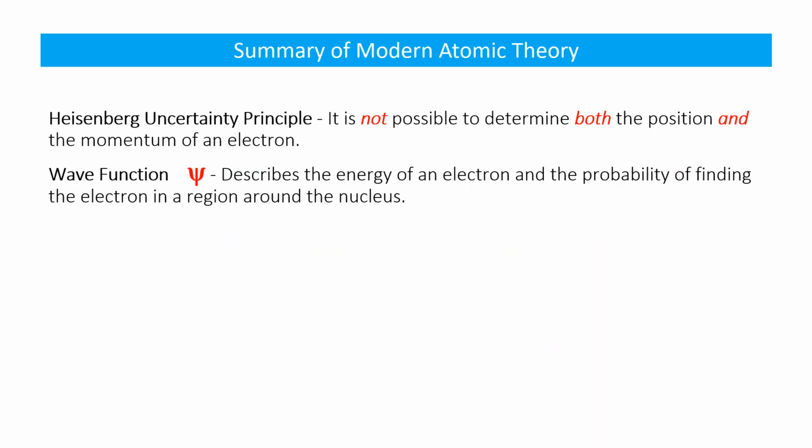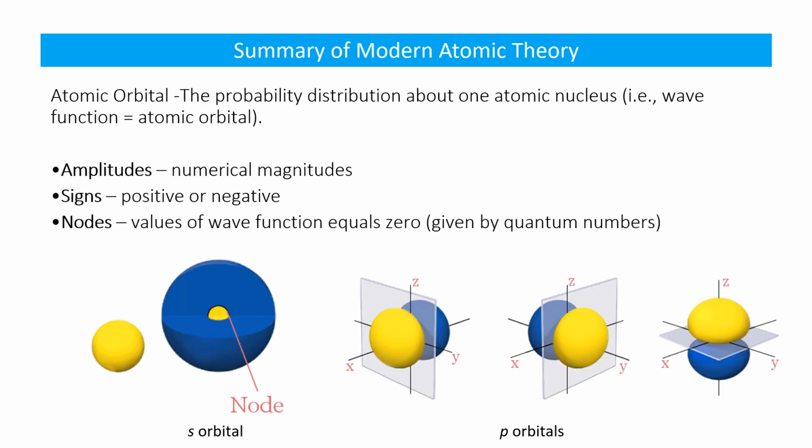We need to know exactly the movement of electrons. But according to Heisenberg's uncertainty principle, it is not possible to determine both the position and the momentum of an electron. And so Schrödinger came along with the wave function, and he gave a description of the energy of an electron within the field of the nucleus, with these atomic orbitals.